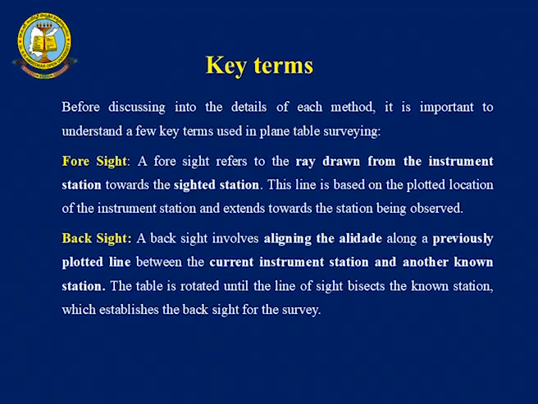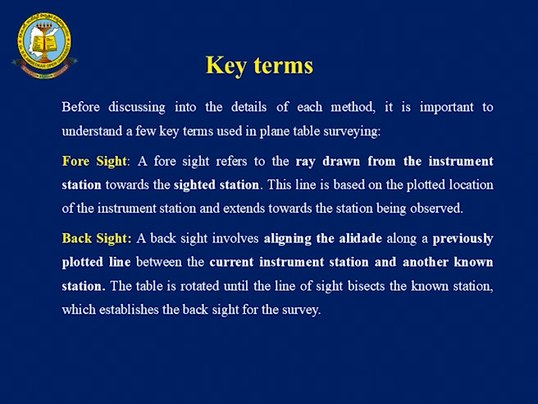Before going to the surveying, you have to know the key terms. First are foresight and backsight. What is foresight? What is backsight? You need to know about these terms. In plane table survey, foresight refers to the ray drawn from the instrument station, where you are observing the objects, toward the sighted station. This line is based on the plotted location of the instrument station and extends toward the station being observed. This is called foresight.